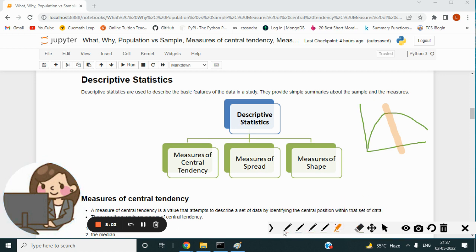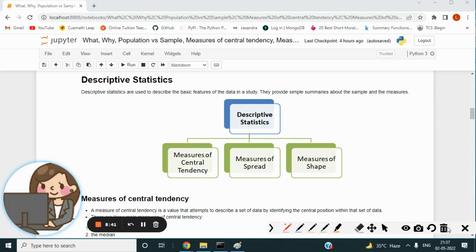Now measures of spread will give how far this data is spread. The information about the spread of this data is given by measures of spread, and measures of shape give an indication of the shape of the distribution, how the graph will come out. It can be like this, somewhat like this, or somewhat like this. So measures of shape will give us an indication about what kind of graph distribution we have at hand with the data set that we currently have.